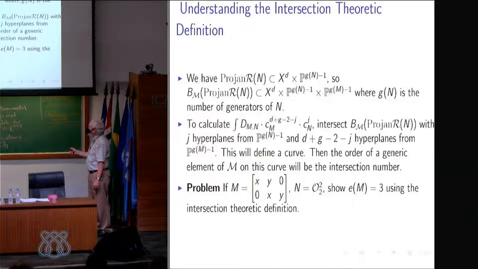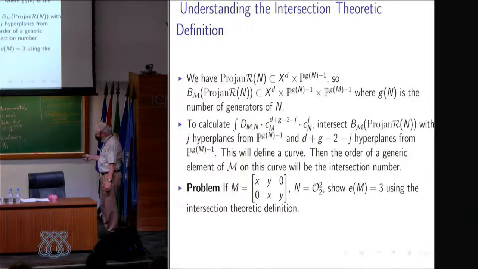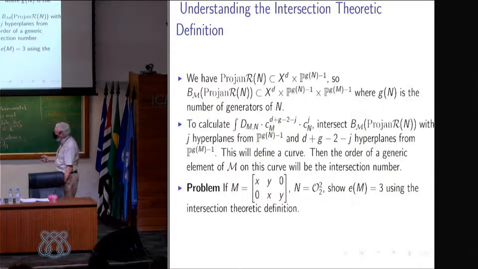Here, this determinant gives me the xy term, this is the x squared term, and that's the y squared term. So the co-length of that is 3, and that's the multiplicity of the module. But we want to do the same thing using the intersection theoretic definition.